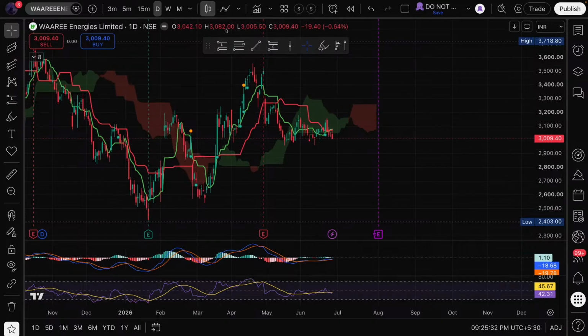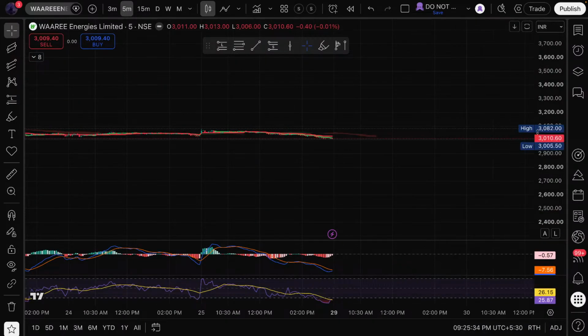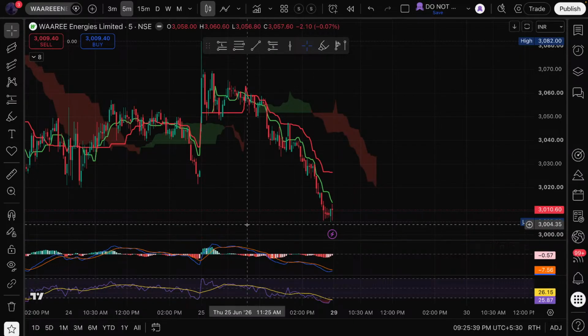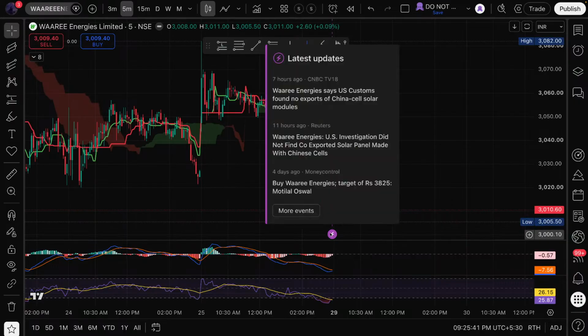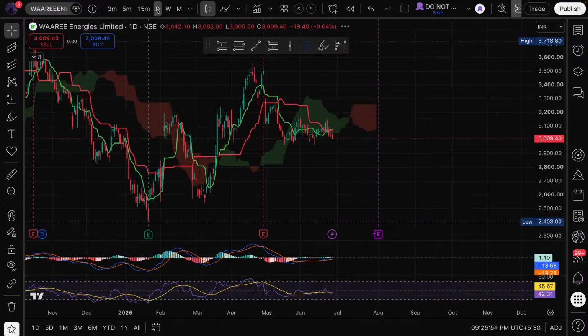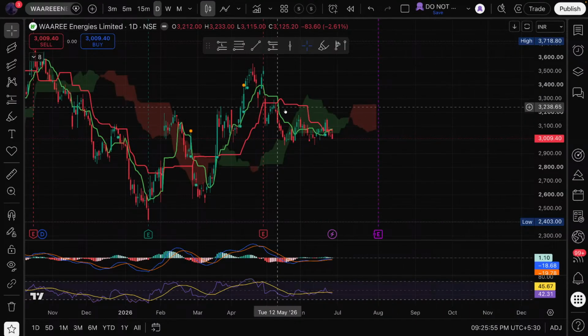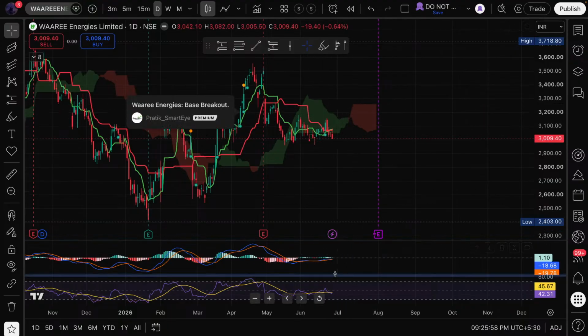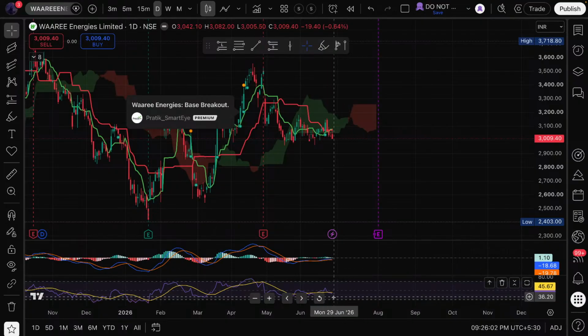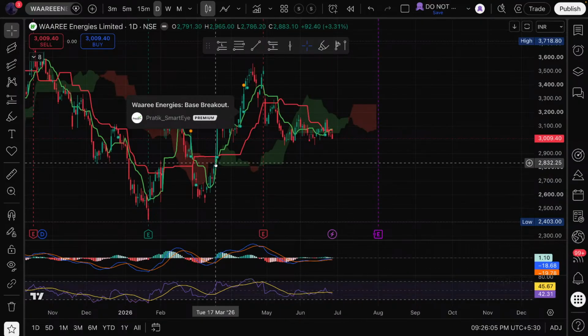Let me check how it performed on the 5-minute candle. Was there any rise? No, it was dipping down. And I don't see any news where they identified any China cell solar modules anywhere. Okay, scrutiny is there, but I'm not sure if it is out of scrutiny. On the day candle it's in red, and I see the MACD is also diluting. The green bars are diluting much, and RSI is about to hit the bottom 30%.